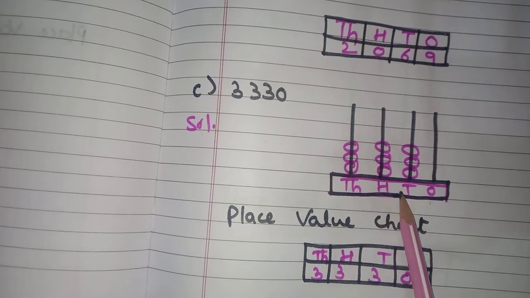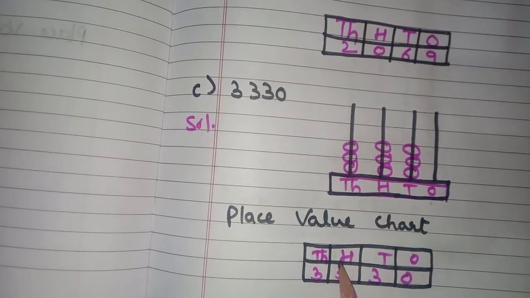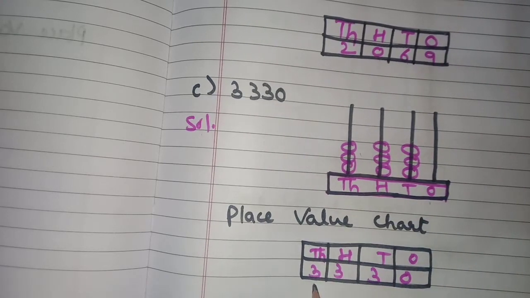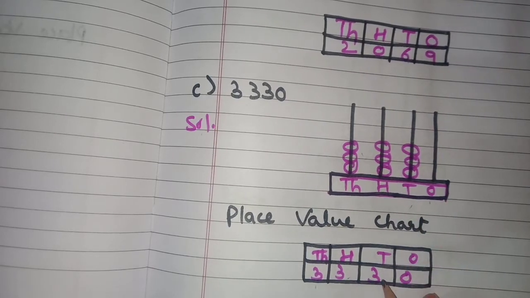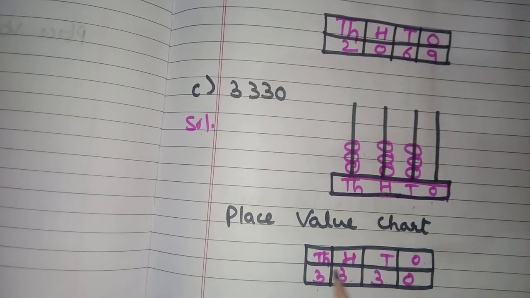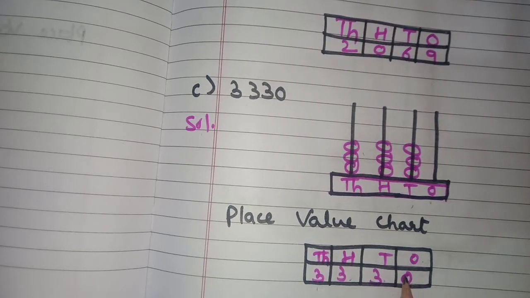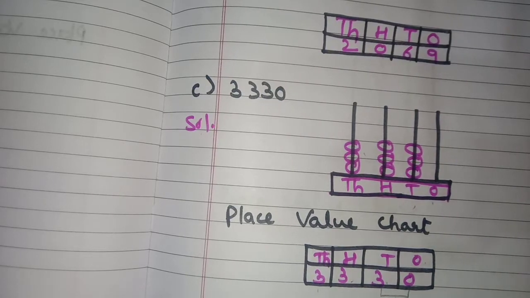So by reading the abacus we will just make the place value chart. We have to mention the places up to thousands. Then at thousands place we have 3 beads. So we will write 3 under the thousands place. At hundreds place also 3. Tens place is also having 3 and ones place is having 0. So the number is 3330. Always remember, read tens and ones place together.